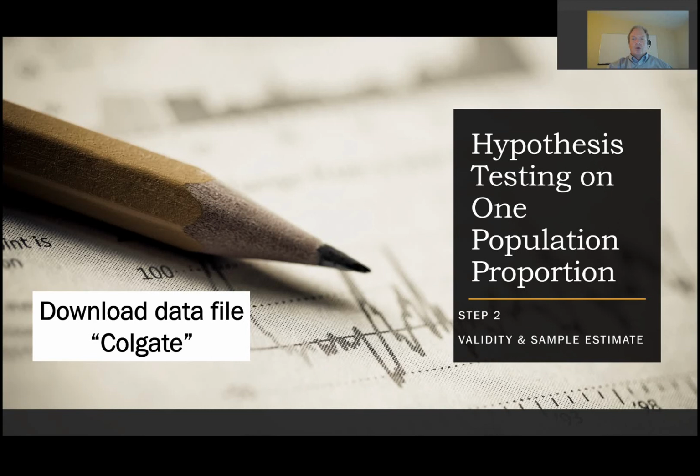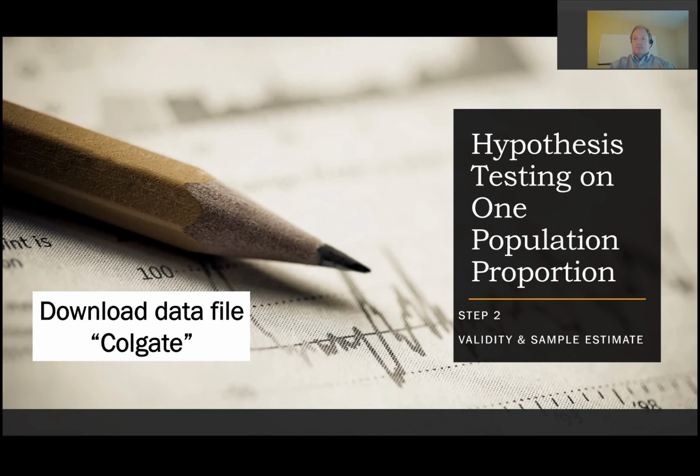Welcome back. So following our courtroom analogy for the hypothesis test, we've created our hypotheses. In other words, both sides have entered their pleas. Now, what do we do next in a court of law? We present evidence. And our evidence in statistics is our sample.